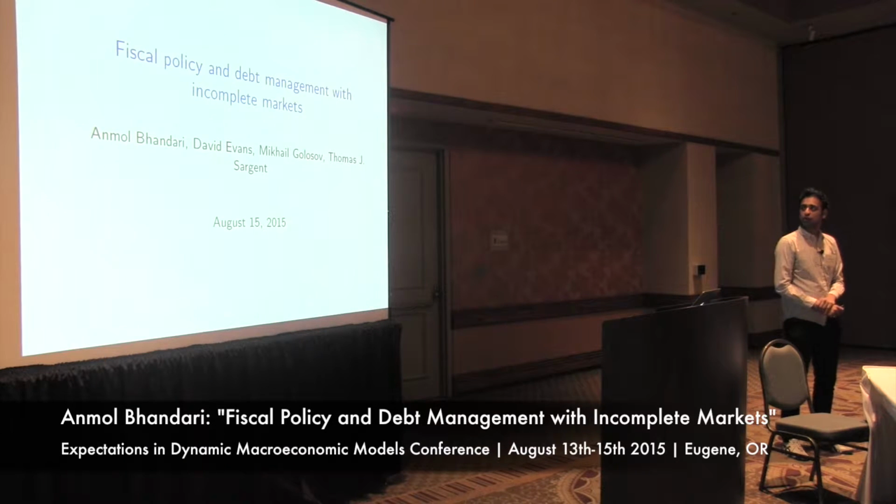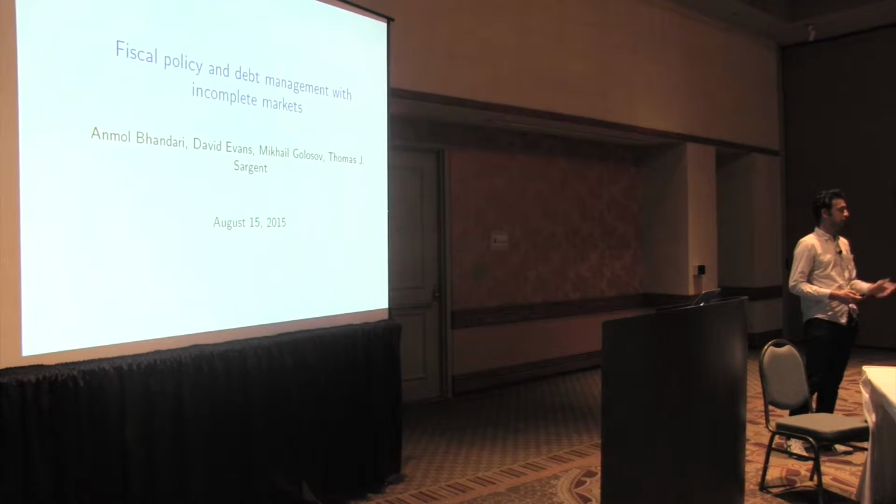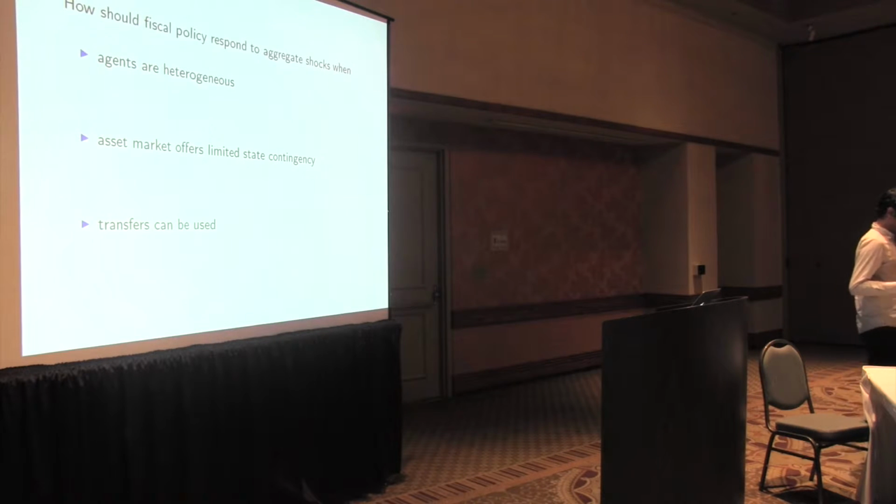The paper I'm going to talk about is fiscal policy and debt management with incomplete markets. It's joint work with Tom Sargent, Mike Golosov, and David Anmol. The main question we are going to focus on here is how fiscal policy should respond to aggregate shocks. In this way, it's going to be quite complementary to what David presented. He emphasized a lot on idiosyncratic risk. This paper is going to be all about aggregate risk.